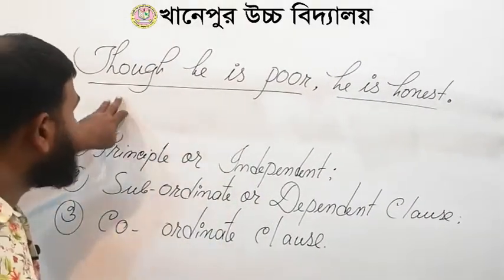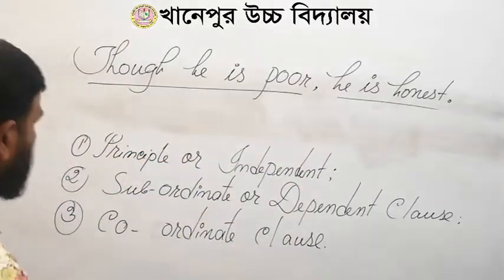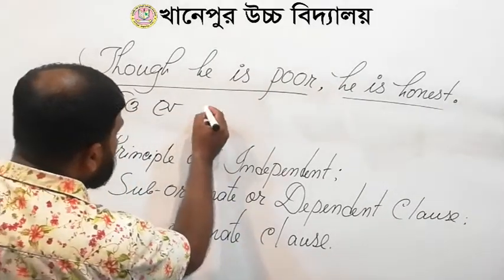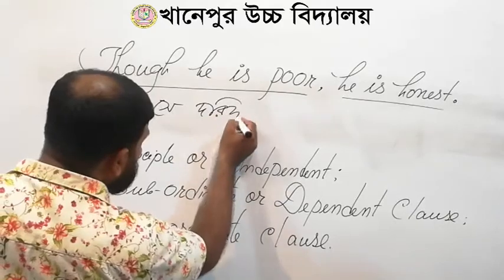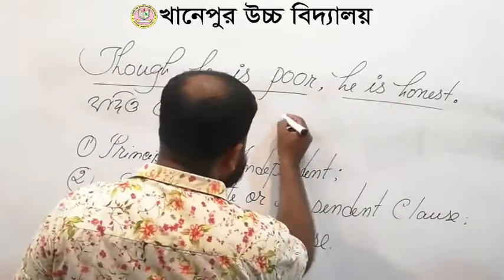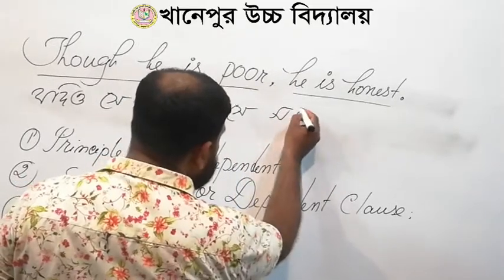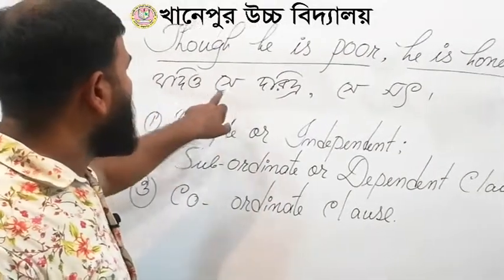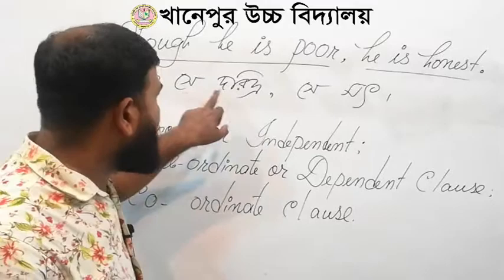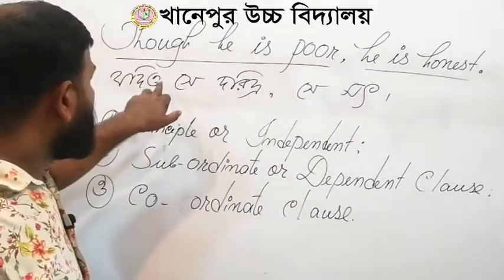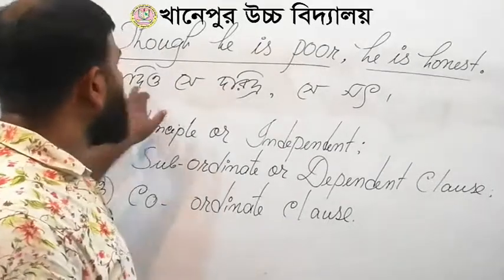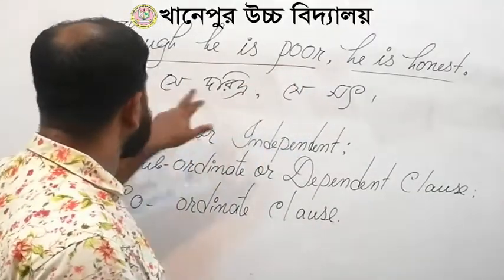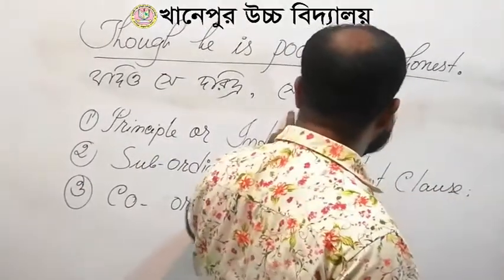First one, though he is poor, if you translate into Bengali, jodio she doridro. He is honest, she sot. My dear students, this clause also has a subject and a finite verb. Though he is poor, jodio she doridro, he is honest, she sot.